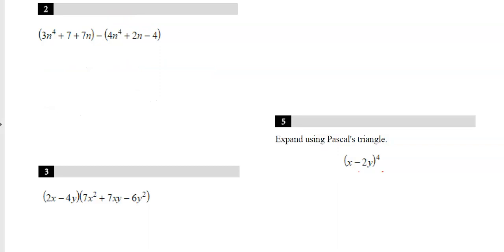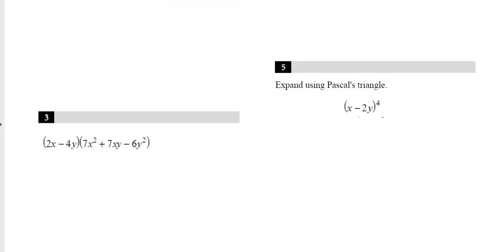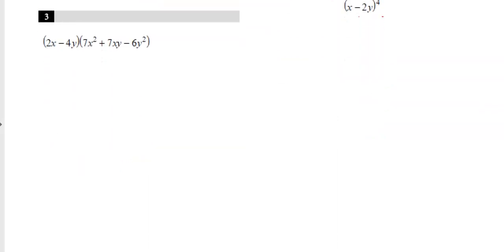Number 3, there is no sign in between the two parentheses. So this one is going to be multiplication. So basically I'm going to be double distributing. So I'm going to do this 2x basically times all three pieces. And then I'm going to come down here and do the negative 4y times all three pieces. So I'm going to have 6 terms. And then I'm going to have to put those together. And sometimes I do this as I go. So I'll show you.